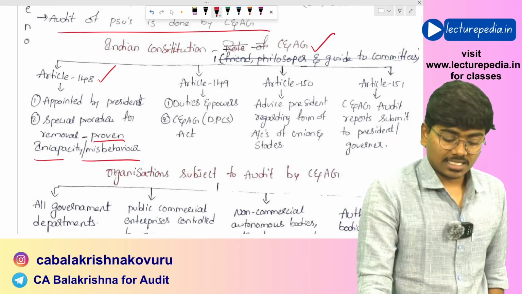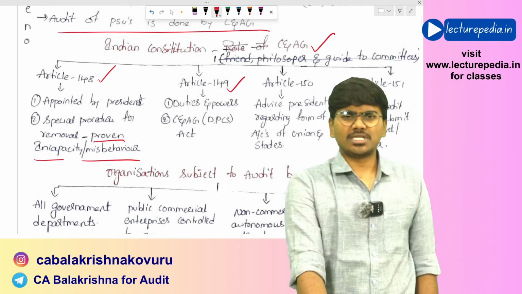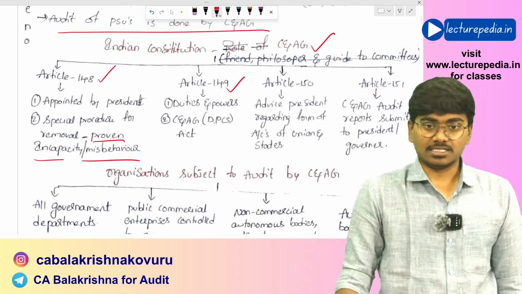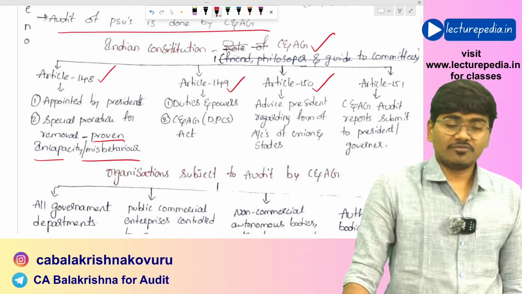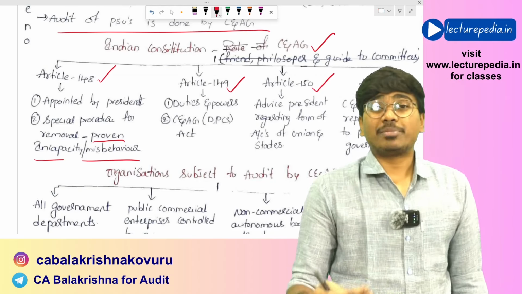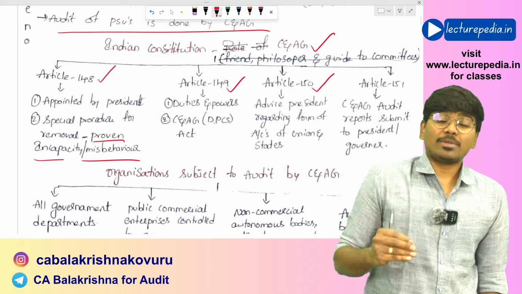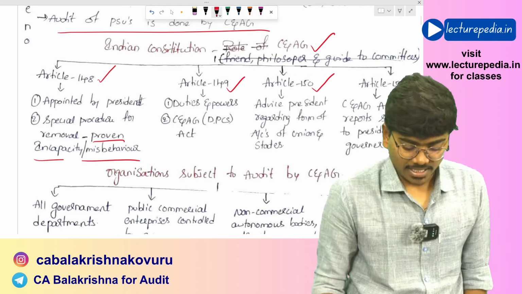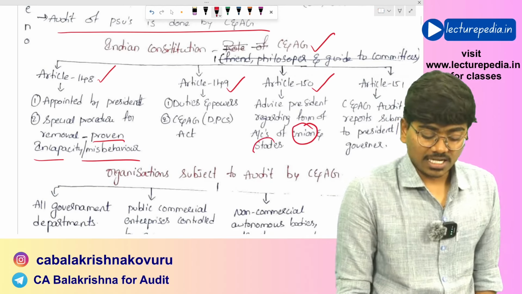And Article 149 deals with duties and powers of C&AG. And Article 150 says that C&AG will give advice to the President regarding the format of accounts that has to be maintained by the various union and states.